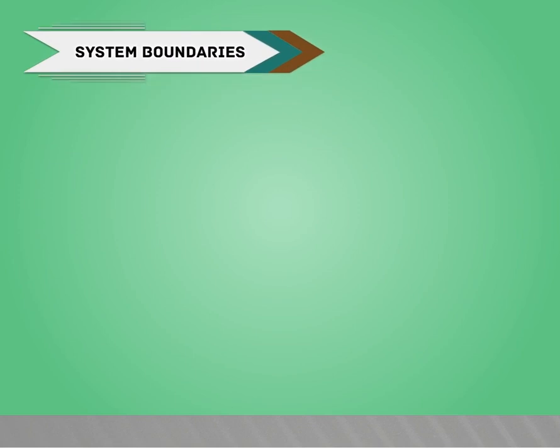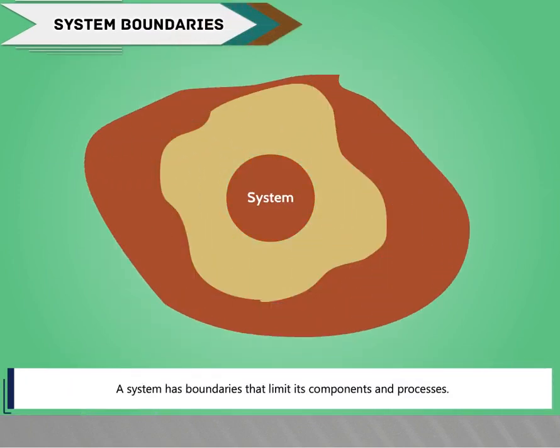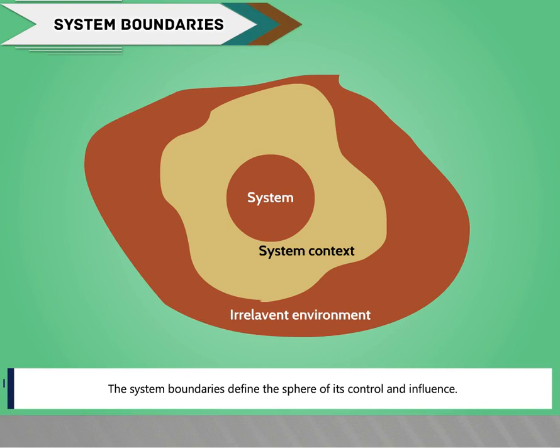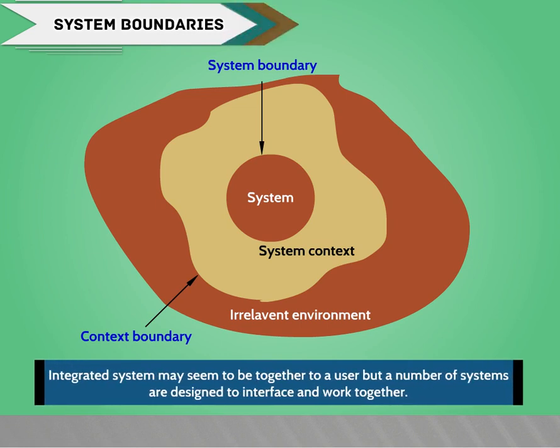System boundaries. A system has boundaries that limit its components and processes. The system boundaries define the sphere of its control and influence. An integrated system may seem to be together to a user, but a number of systems are designed to interface and work together.